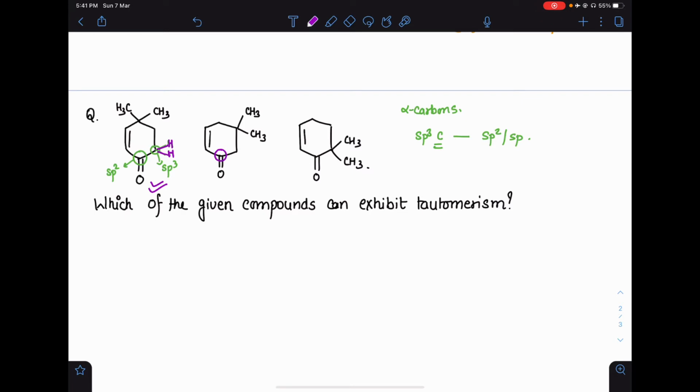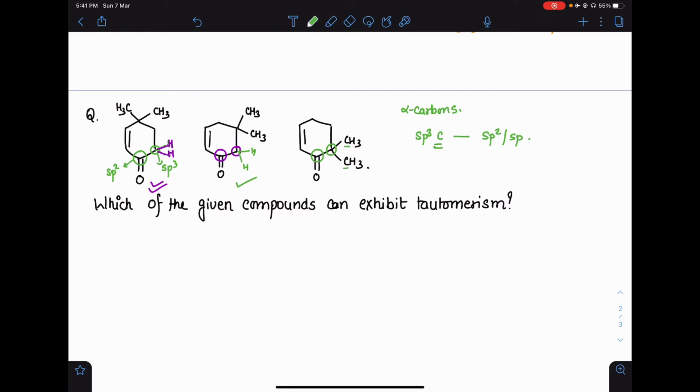This is an sp2 hybridized carbon. This is the sp3 hybridized carbon directly connected. Are there any hydrogens present on it? Yes. So yes, this compound can also show it. Now this is an sp2 hybridized carbon. This is the sp3 hybridized carbon directly connected. But does it have any hydrogen? No, because instead of hydrogen, two CH3 groups are connected.